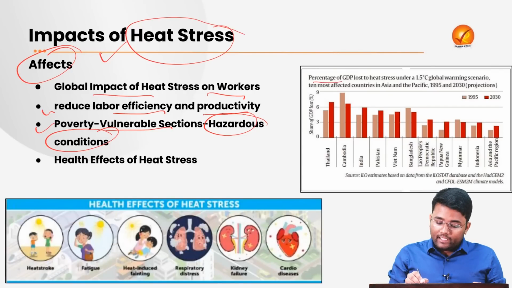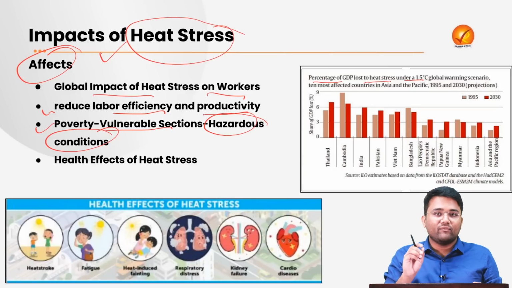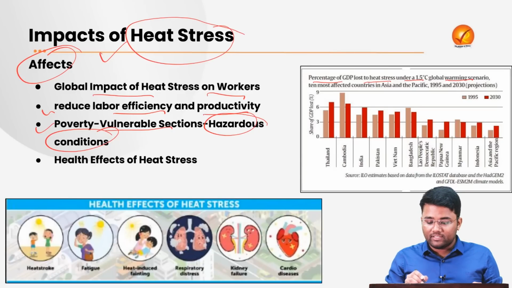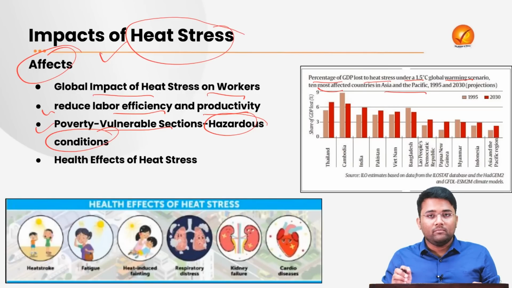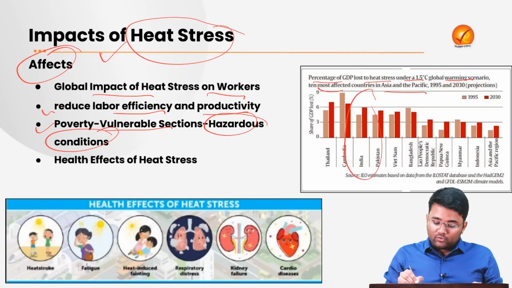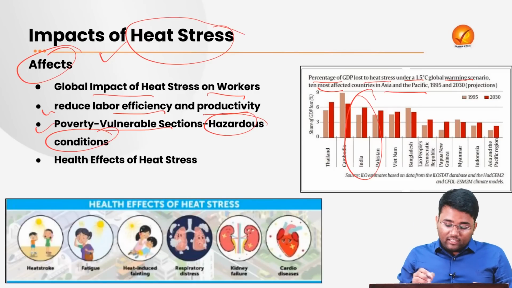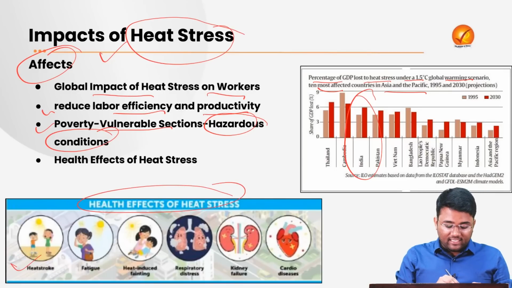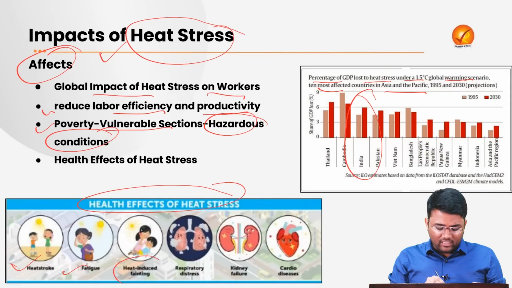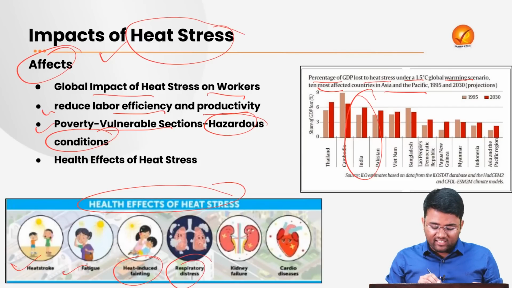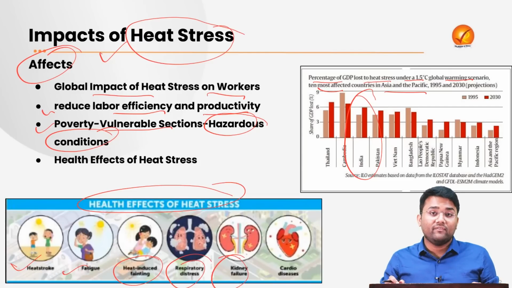A report by ILO says that, under a 1.5 degrees Celsius global warming scenario, these are the 10 most affected countries in Asia and the Pacific in terms of percentage of GDP loss to heat stress, and India is going to be one of the countries most impacted by this heat stress. If we talk about various health effects, it can lead to heat stroke, fatigue, heat-induced fainting, respiratory disease, kidney failure, as well as various cardiovascular diseases.